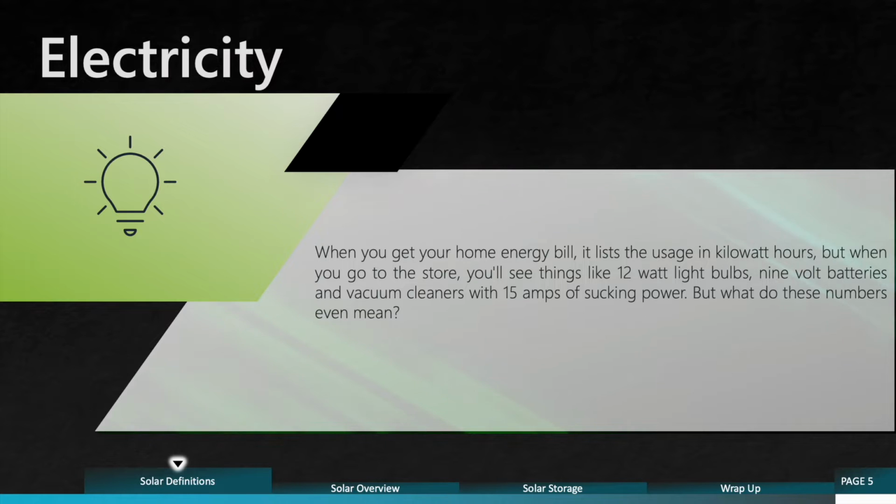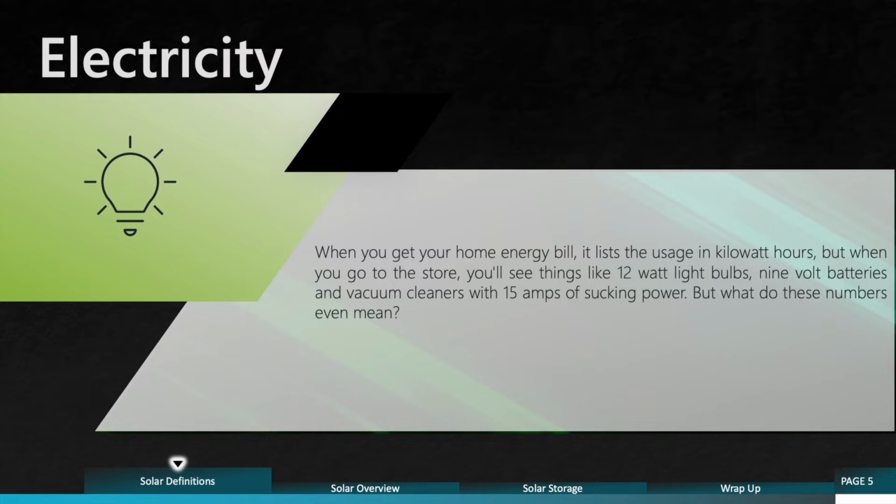Now, we need to learn a bunch of stuff about electricity today to make sure that we have a good understanding and grasp on how solar is going to be affecting the usage inside the customer's home. Because when you get your home energy bill, it lists the usage in kilowatt hours.